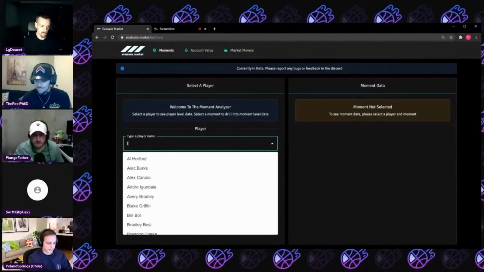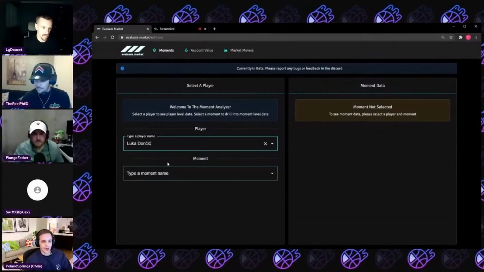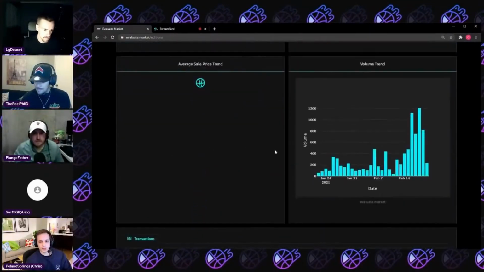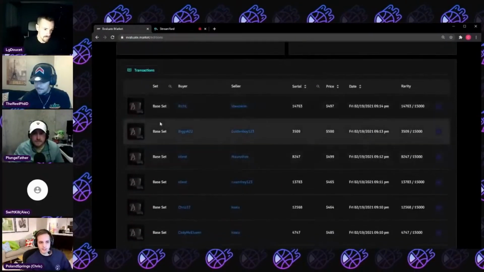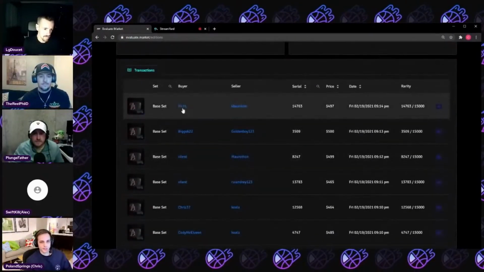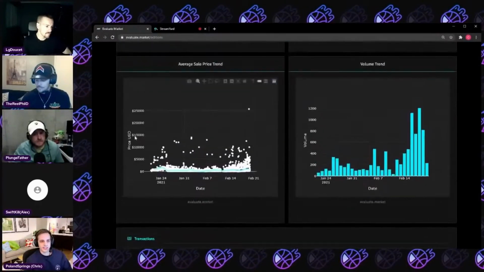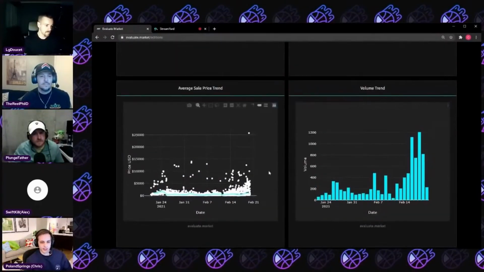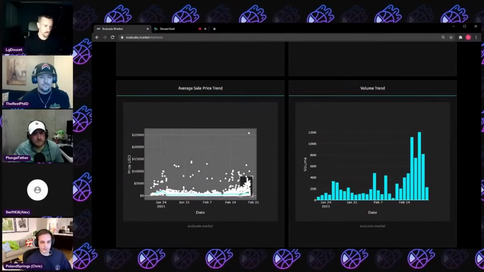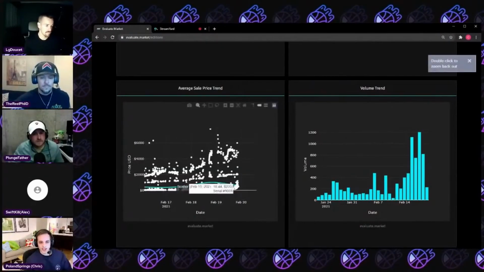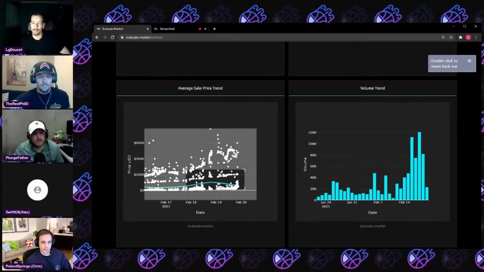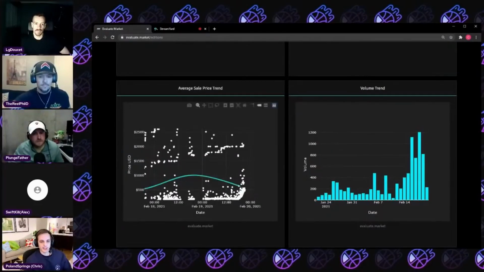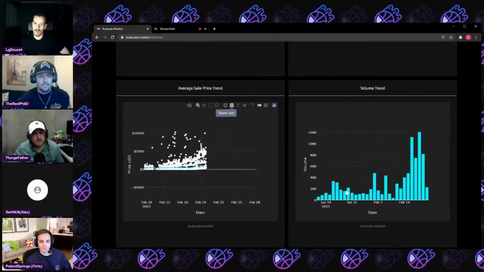What you can do is you can search in the player name, Luka Doncic. Immediately, it will load all of his moments down below, and you can see the sales, like who the buyer was, who the seller was, what the serial is, and what price it sold at. And you can also see that on a graph. If you want to look closely to the last couple of days, you can just highlight over some of the sales. And you can see how it's moving and how the trend's moving. So it looks like we haven't seen it pick up quite too much quite yet, but in the next couple of hours, I wouldn't be surprised if you saw that.